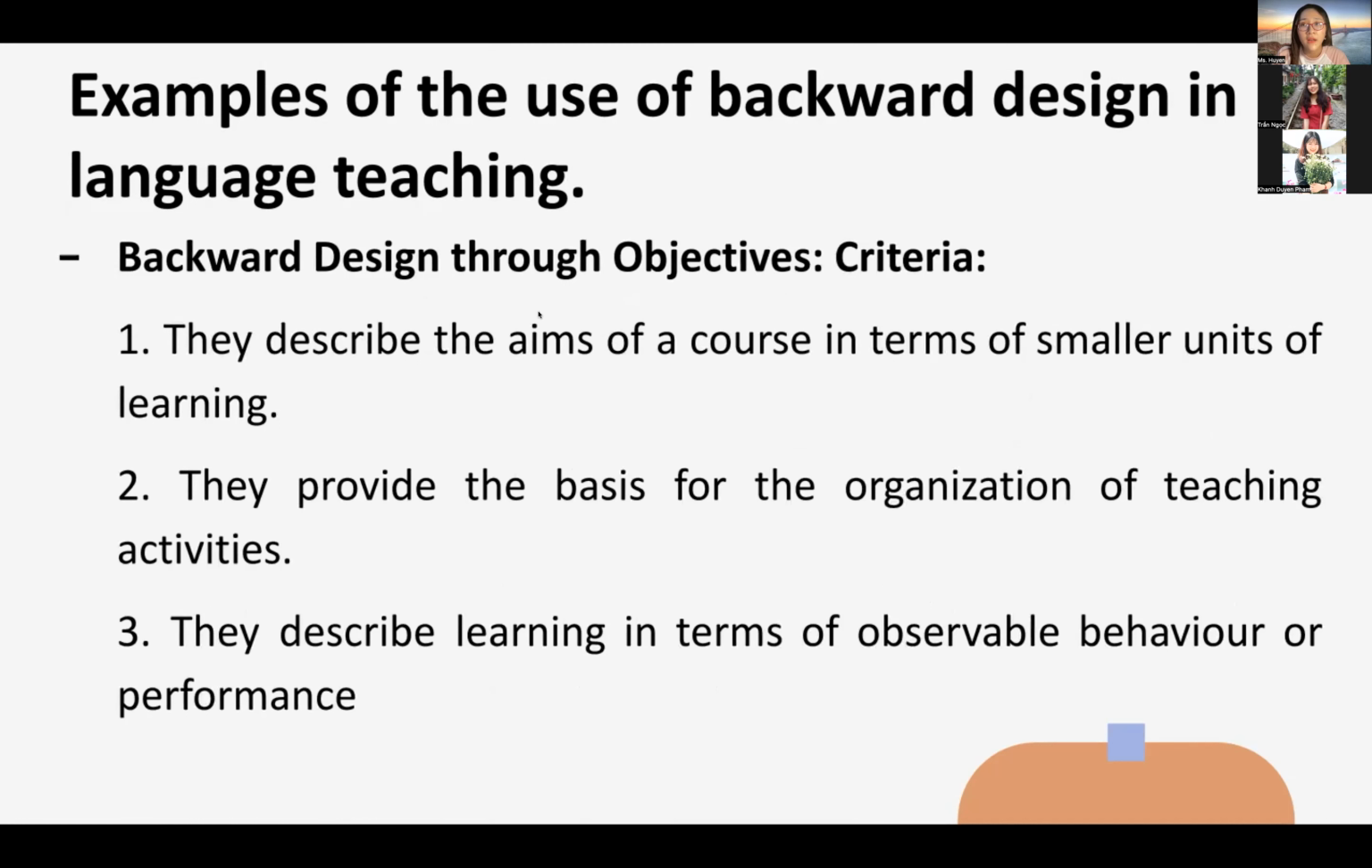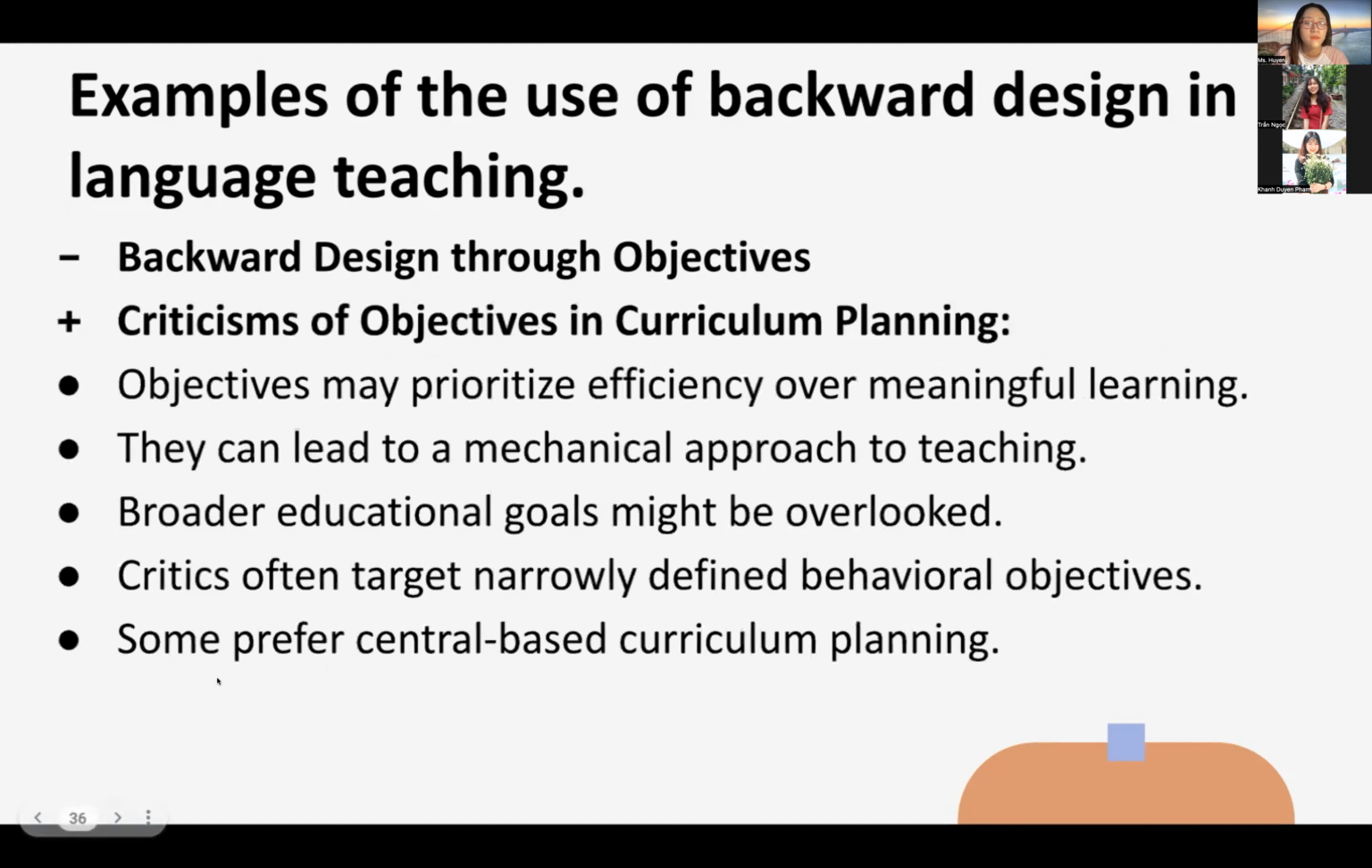And these are some criteria of the objectives in backward design that teachers had to be trained in. First, they describe the aims of a course in terms of smaller units of learning. The second step, they provide the basis for the organization of teaching activities. And the last one, they describe learning in terms of observable behavior or performance.